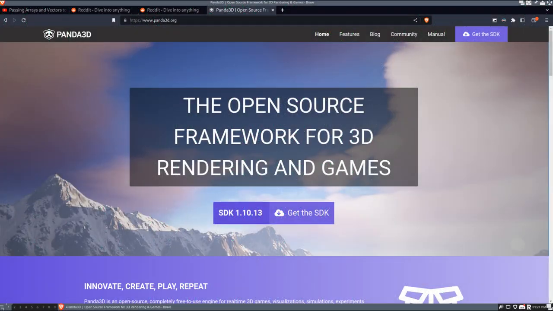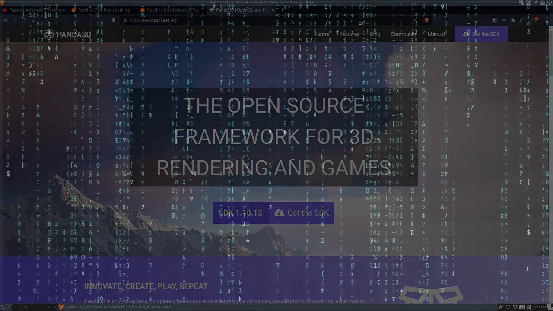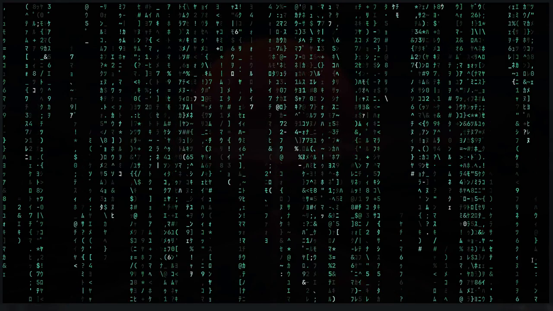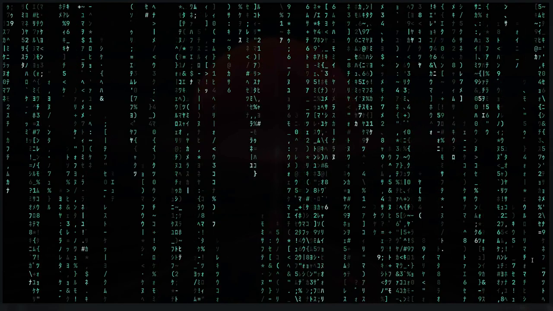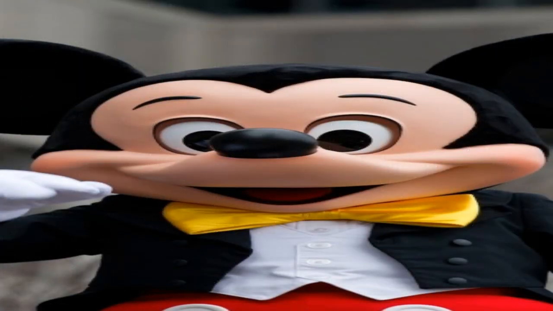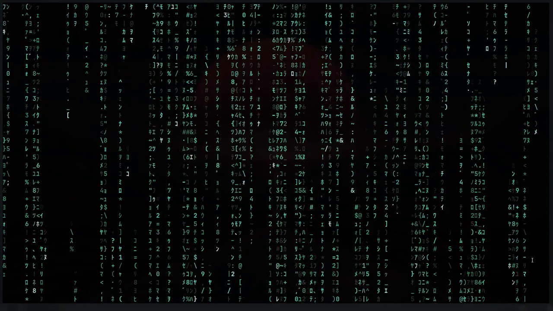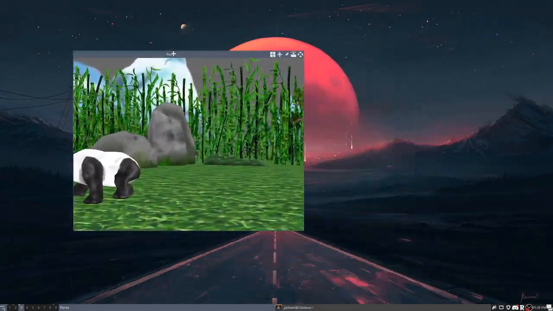So I landed on Panda3D in C++. Why Panda? Because Panda is a mature engine, it's been around for a very long time, it's open source, and it's owned by Disney. So I'm using an engine maintained by Disney. It's open source, been around for a while, very mature, and you can use it in Python or C++. So I started playing around in Python with it and really enjoyed my experience.